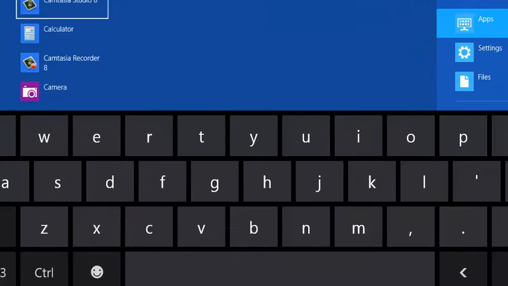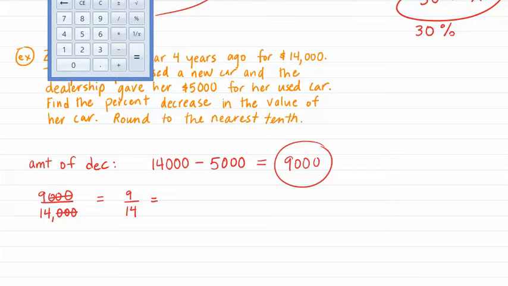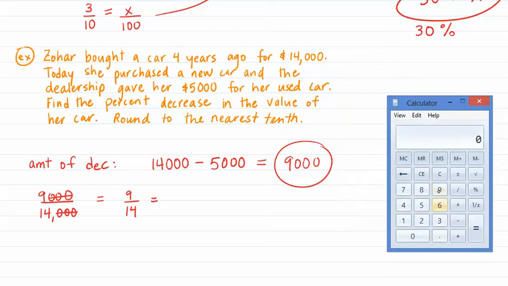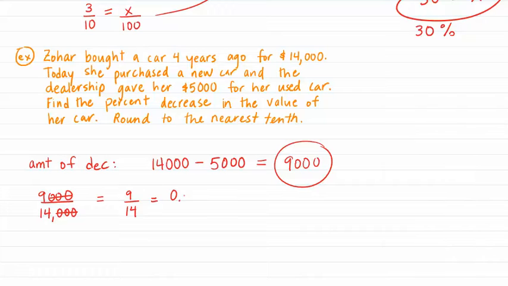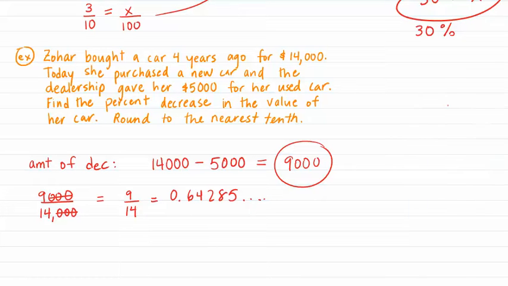Oh, you're seeing a lot of behind the scenes right now. Alright, cool. Calculator. I want to see what 9 divided by 14 is. Ooh, okay. What did we get? 0.64285 and a bunch more decimals, right? Okay, that's fine. We're going to round to the nearest tenth when we get it in the percent form anyway.